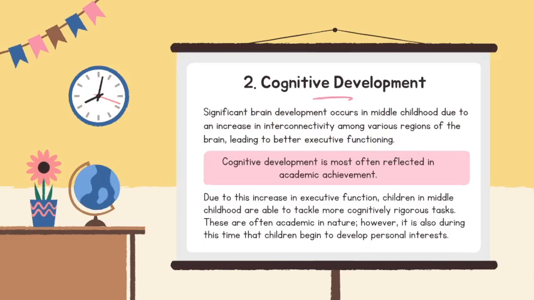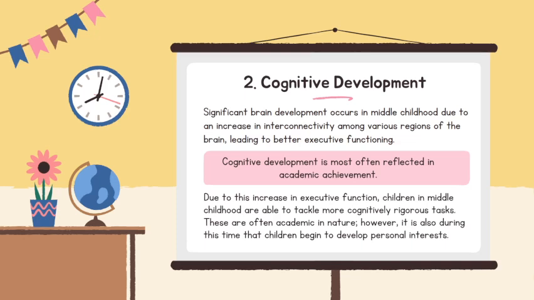Next, we'll take a look at cognitive development. Significant brain development occurs in middle childhood due to an increase in interconnectivity among various regions of the brain, leading to better executive functioning. Due to this increase in executive function, children in middle childhood are able to tackle more cognitively rigorous tasks. These are often academic in nature.